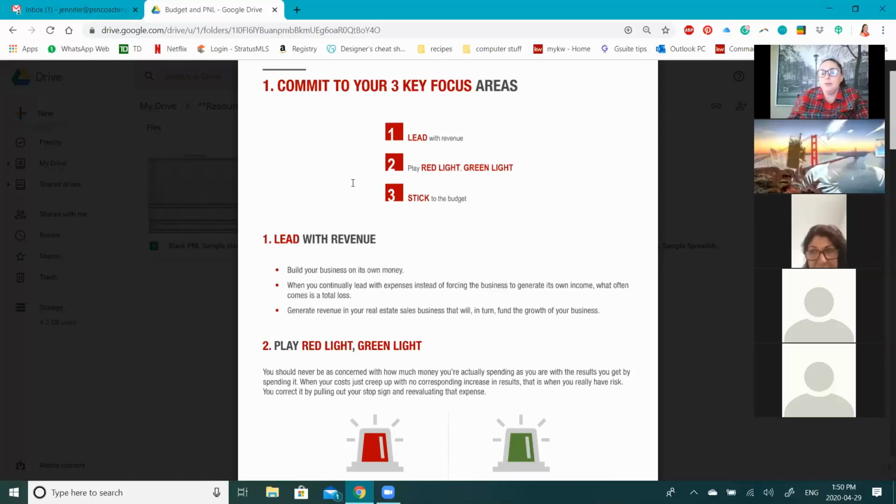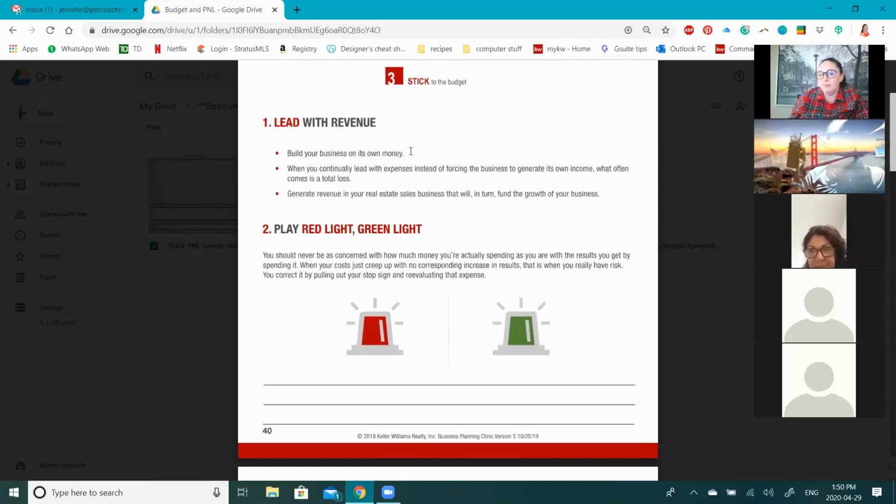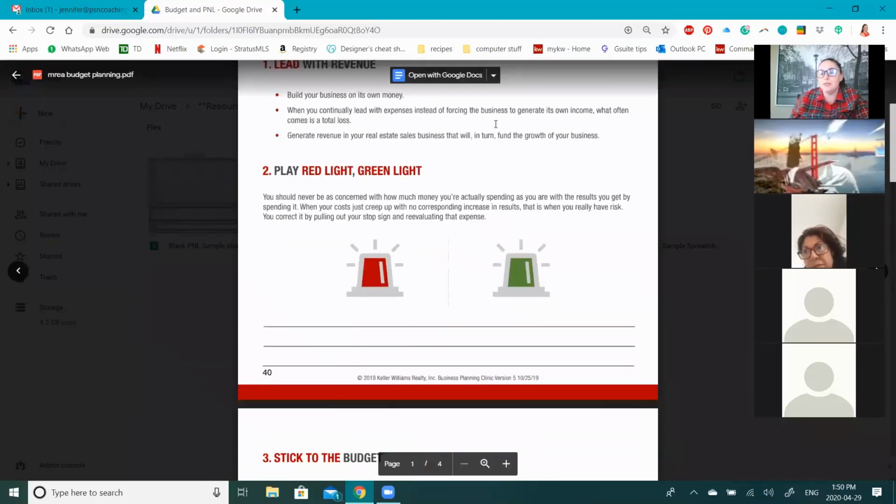So leading with revenue, build your business on its own money, right? Stop putting money into it that you either don't have, like from credit, or that you're not making, because you're just faking it at that point. When you continually lead with expenses instead of forcing the business to generate its own income, what often comes is a total loss. If you continue to not understand your numbers and you just spend your money without understanding what the income, loss and cash flows look like, all you're doing is building more debt for yourself at the end of the day, right?